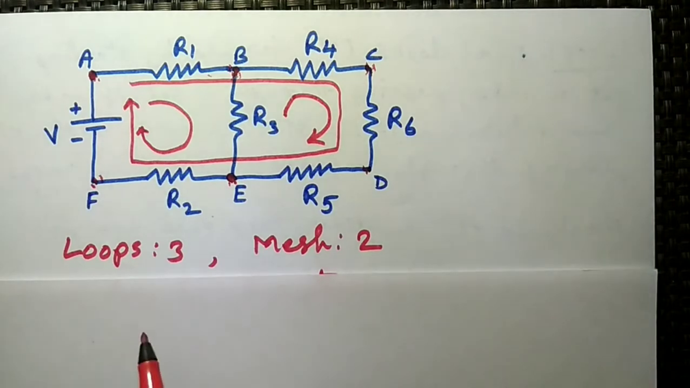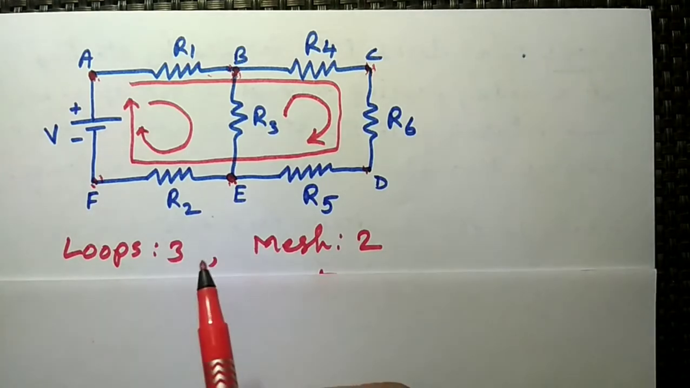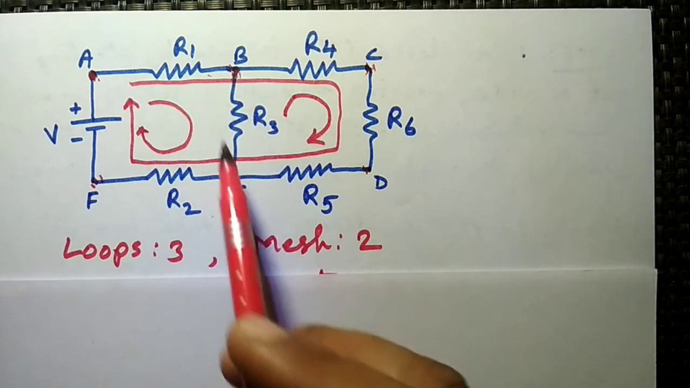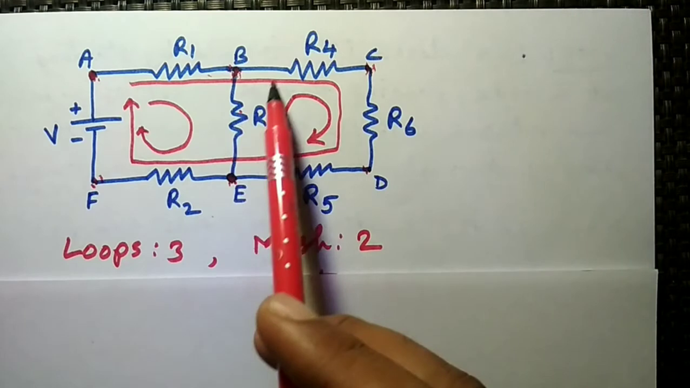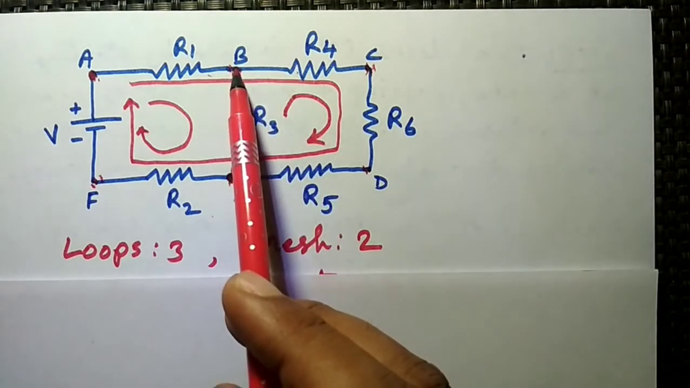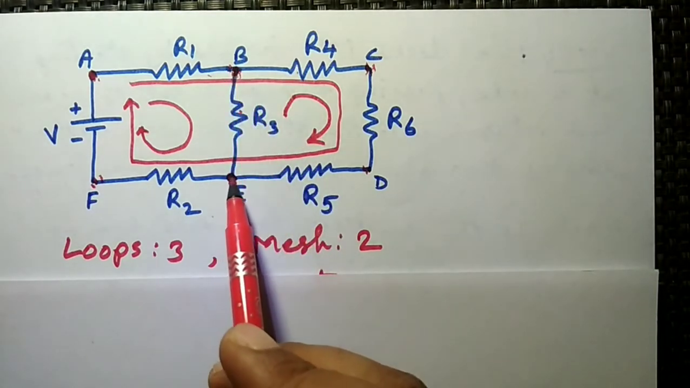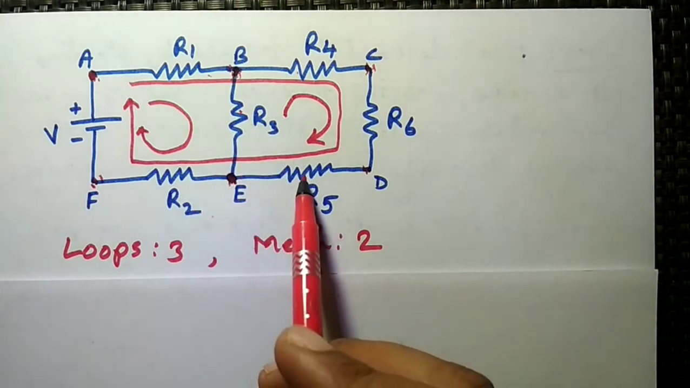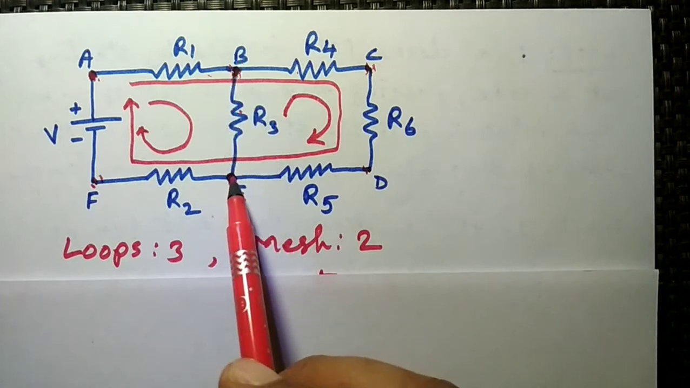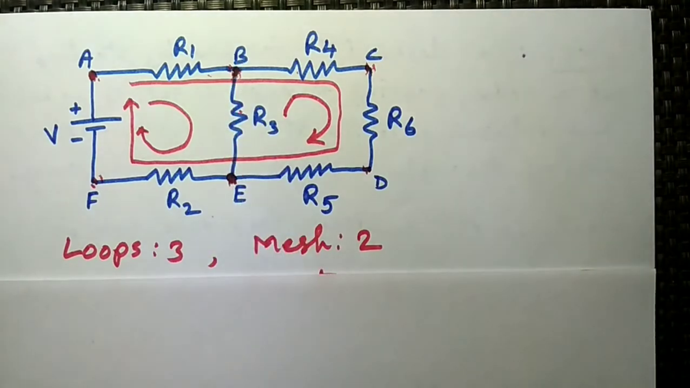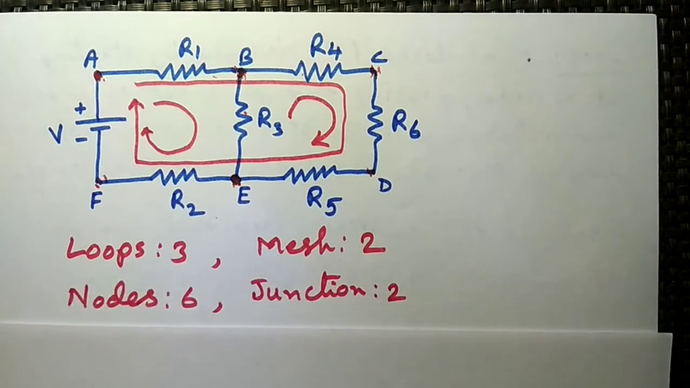And the number of junctions. A junction is a point where 3 or more branches are connected. So in this circuit we have only two junctions, that is point B and point E. At point B, R1, R3 and R4, a total of 3 resistances, are connected. Similarly, at point E, R2, R3 and R5, again 3 resistances, are connected. So B and E are considered as the junctions. In this circuit we have a total of 6 nodes and 2 junctions.